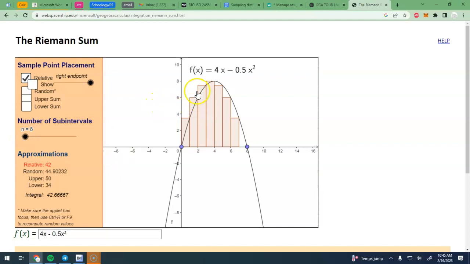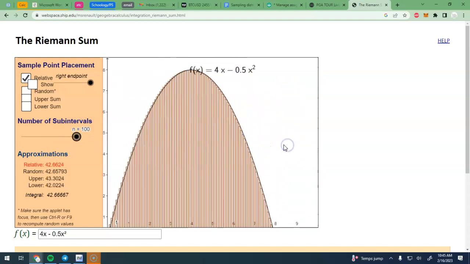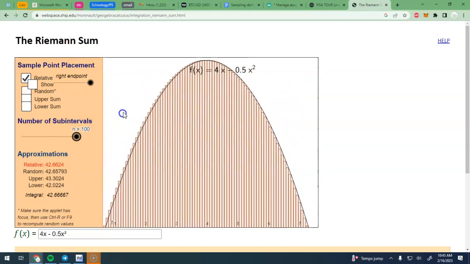So you see the amount that it's over and the amount that's under. Well, if I make a crap ton of rectangles, so that's like 33, you can see they're still sticking out above on the right and left hand side, and they're still a little bit under on the right hand side, but it's better, right? If I went over to like 100, I don't know if you guys can see, but there's still kind of little things. So we're still a little bit over here and a little bit under over here.